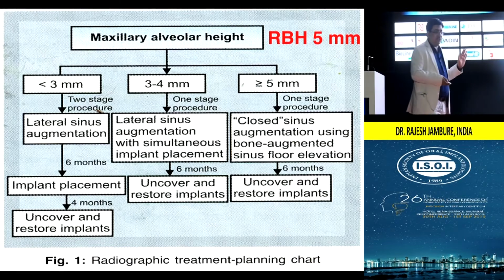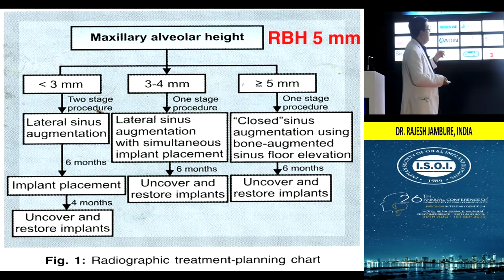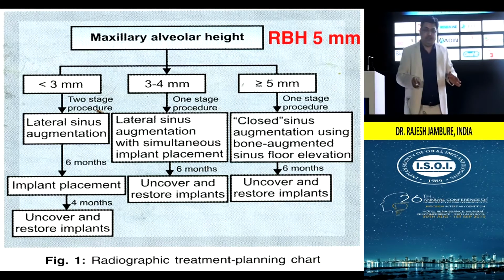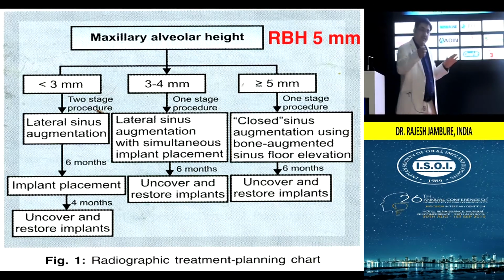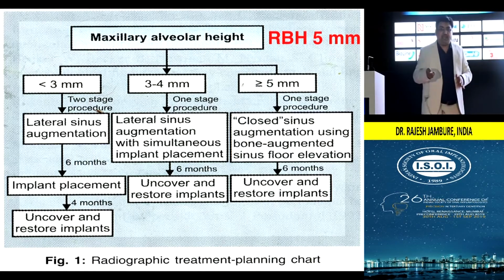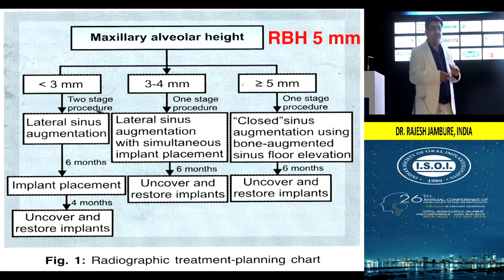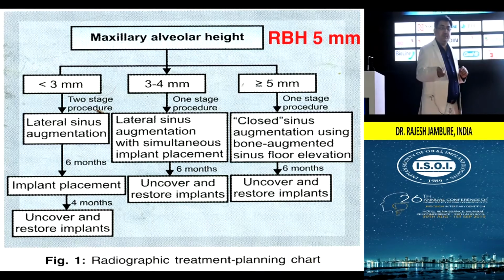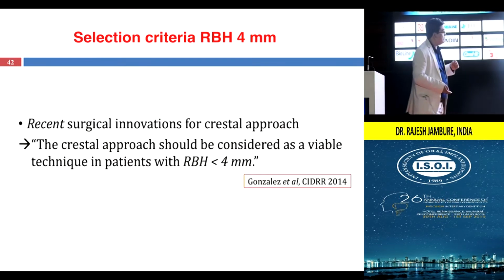So below 5 millimeters also, if it is between 3 to 4 millimeter, simultaneous implant placements are recommended along with the lateral approach. If it is even below 3 millimeters, it is better you go for delayed placement. That means first you perform the lateral approach, graft the area, come back after 4 to 6 months, place the implant, and then come back after say 4 months, and then you load your implants. So ideally this is recommended.